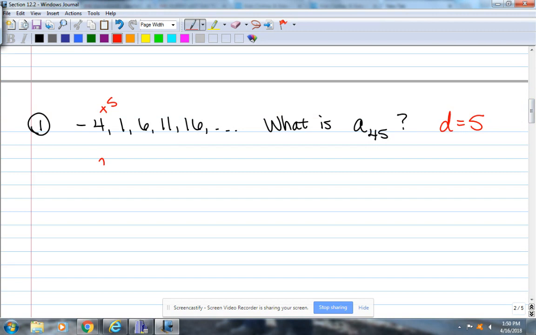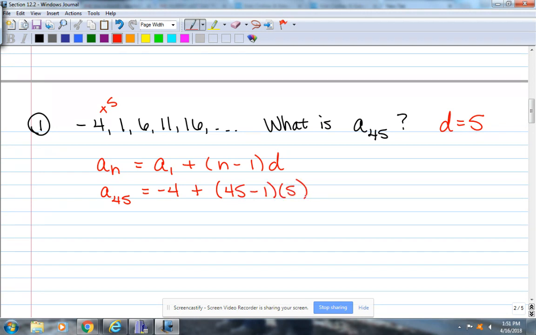Here's my formula again. A sub n equals A sub 1 plus n minus 1 times D. A sub 1 means the first term. So the 45th term equals, what do we say is the first term? -4. Plus, what's my n if I'm finding the 45th term? 45. Minus 1 times what's D? 5.